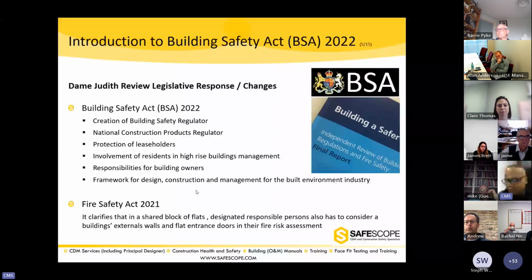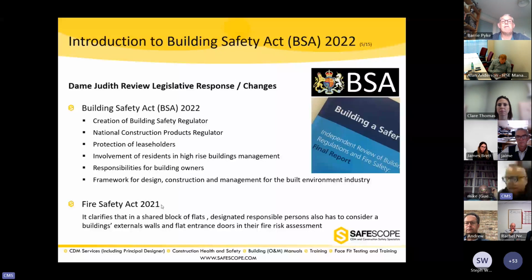Of course, all these things are important, but the ones that relate directly to what we're saying today are the creation of the building safety regulator, obviously the construction product regulator, etc. But the one at the bottom is the framework for design, construction, and management for the built environment industry. When we use the words built environment industry, she's referring to the construction industry. There is a new framework, a new regime, if you like, for how building work will be designed, constructed, and managed.